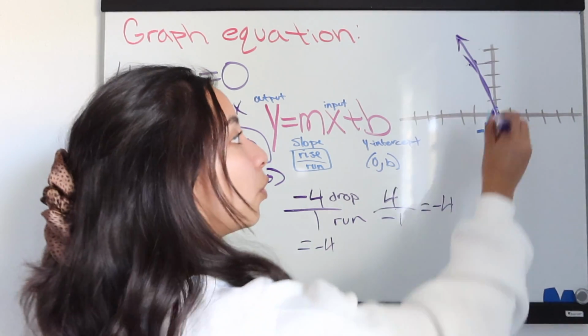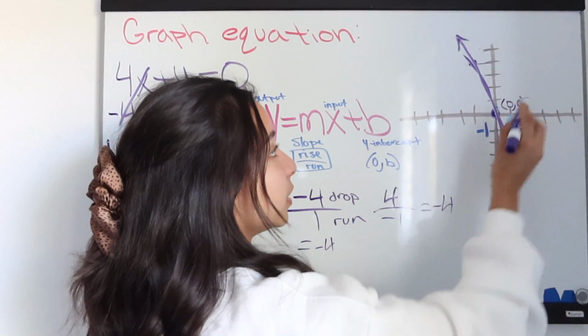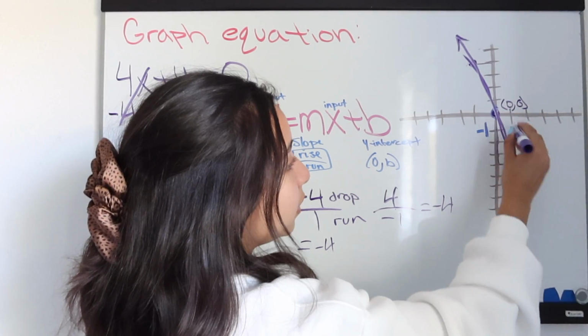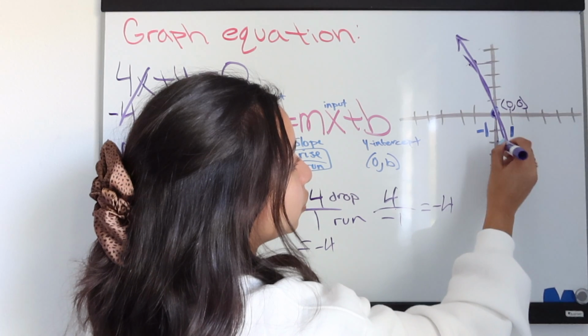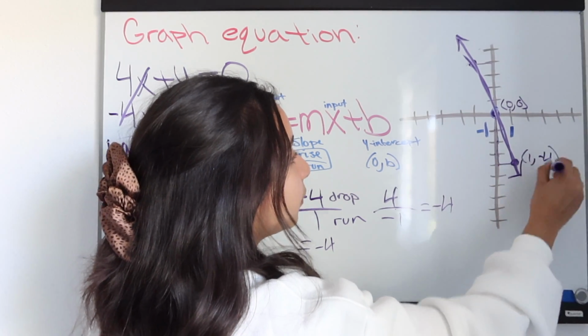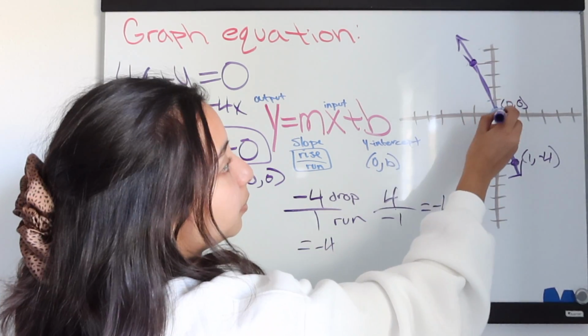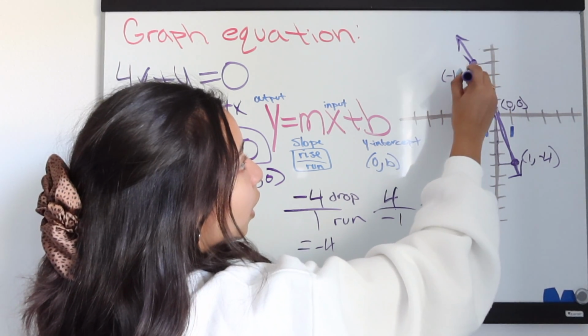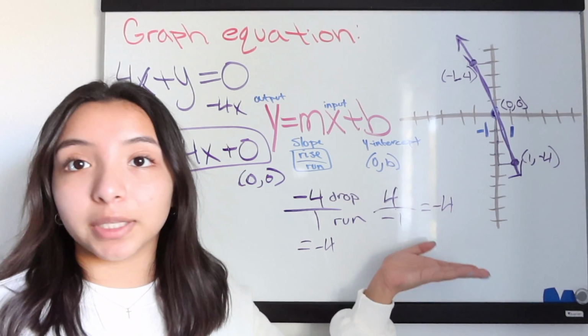Then we can find the coordinates. So the y-intercept was just 0, 0. Then our next point is 1, comma, -4: 1, 2, 3, 4, -4. And this other coordinate would be -1 and then up 4. So -1, 4. And this is our linear graph.